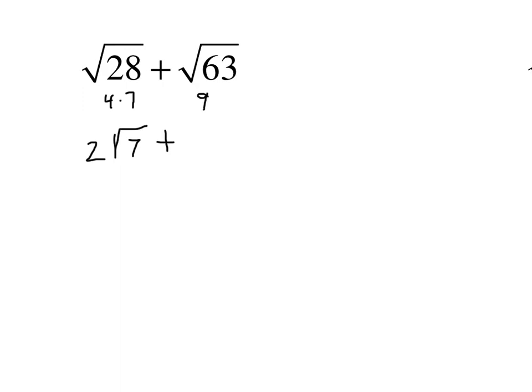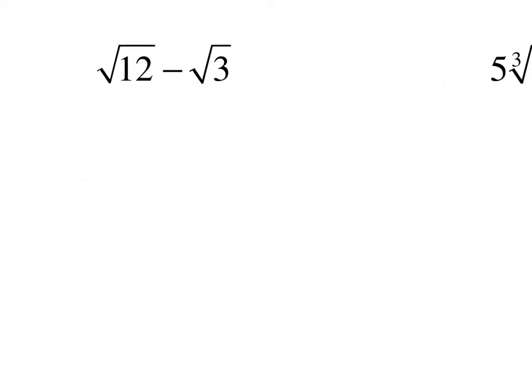63 is 9 times 7. So it's the square root of 9 times the square root of 7. The square root of 9 is 3 times the square root of 7. Now look at that. We have like radicals. They both have square root of 7. 2 of them plus 3 of them, you now have 5 of them.